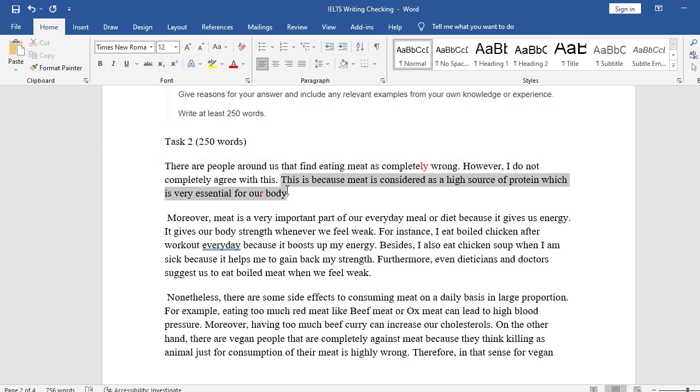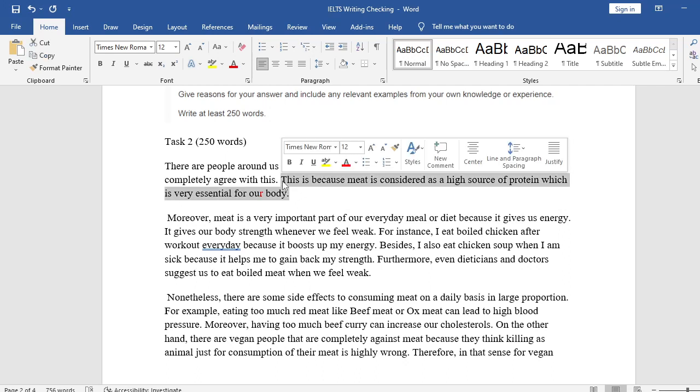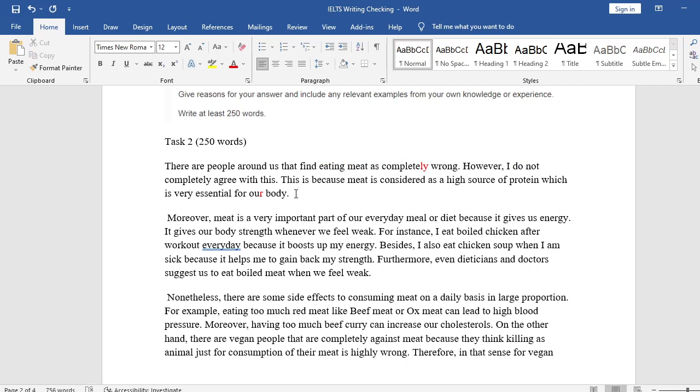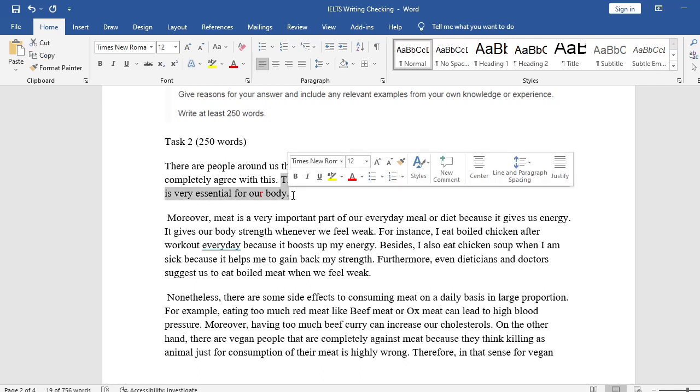Like if you think that this is your first point, that meat is considered as a high source of protein, as it is very essential for our body, and then the second point is this one. So this is not a good strategy, because you shouldn't just put one point in your introduction and then not explain it afterwards. So this is just an overview. This is most probably the most important point of her argument. So that's why she said this in her overview in the introduction.